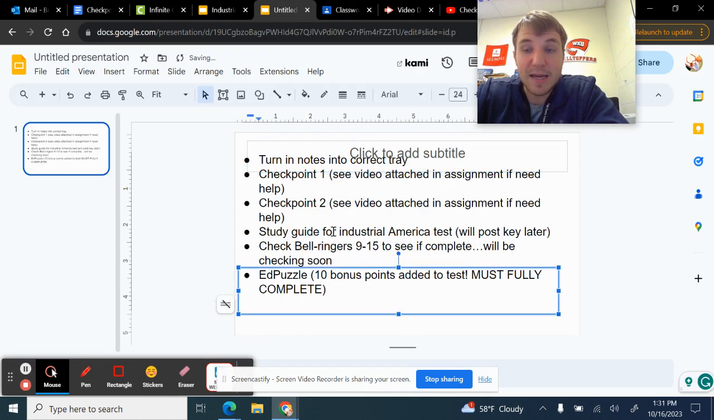The study guide for the Industrial America test, again, that's on the sheet. You don't have to do it, but I will post a key this weekend. It will be posted to Google Classroom with all the answers, and I can send it out to Remind for those of you who don't do Google Classroom at home. I'm not going to leave you hung out to dry.